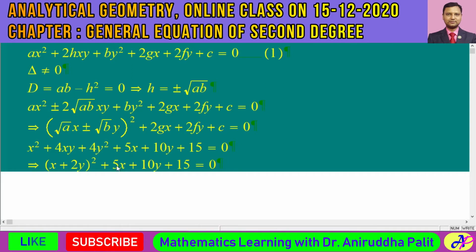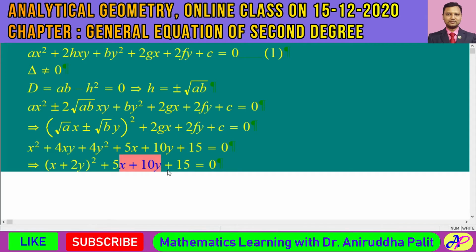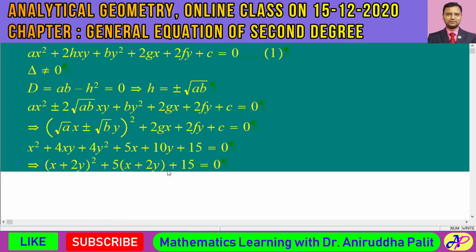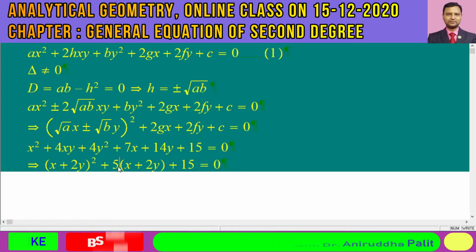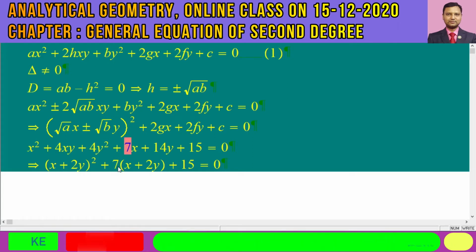And how to find this result? If you take this, how to find the pair of straight lines over here? If you take this 5 common, in that case this would be 5 times x plus twice y. So let me write, rather than writing it as 5, let me write it as say 7. Okay, 7 and 14. In that case, the computation would be a bit easier, hopefully. 7, or not 7, 8. 8 and 16.